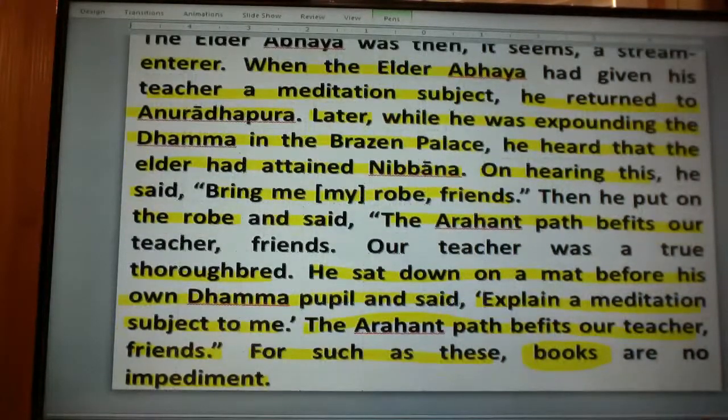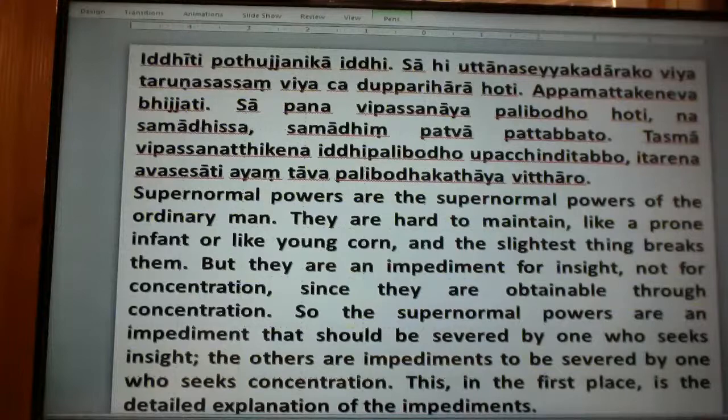Okay, so we go to the next one. Next impediment, the last one, I think. The last impediment, Palibodha number 10, is Iddhi. So that's why here Pali mentions Iddhi. The meaning of Iddhi is like this.